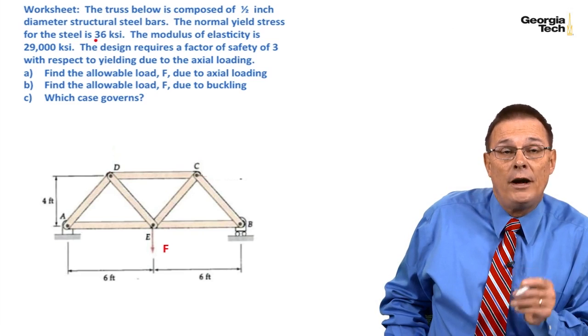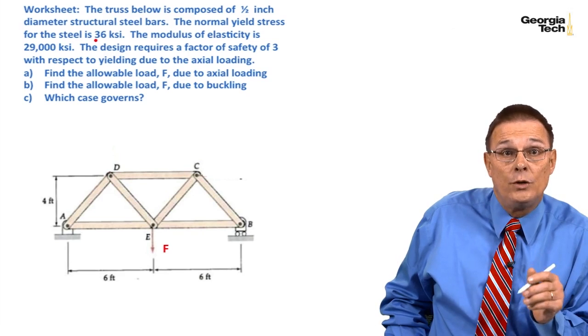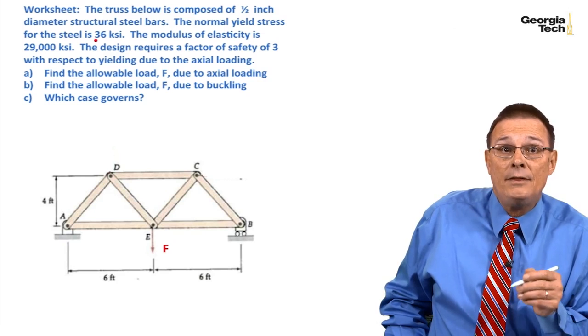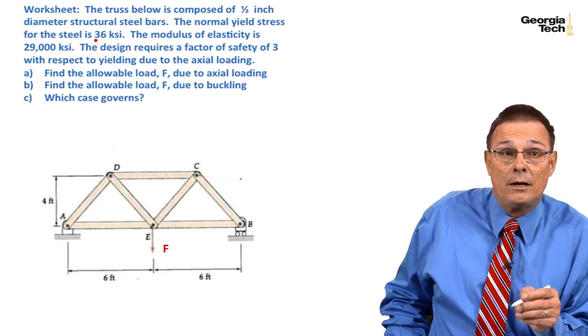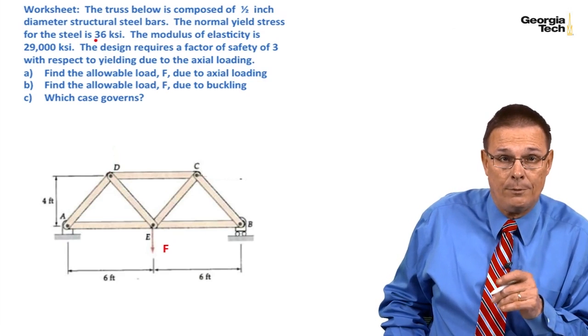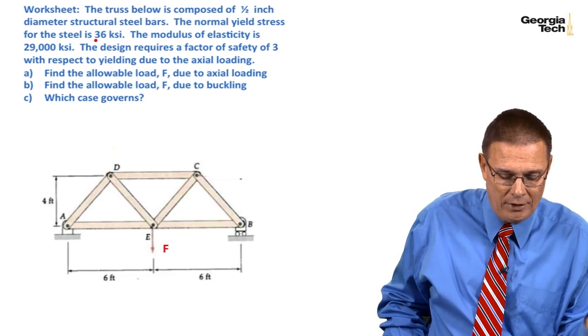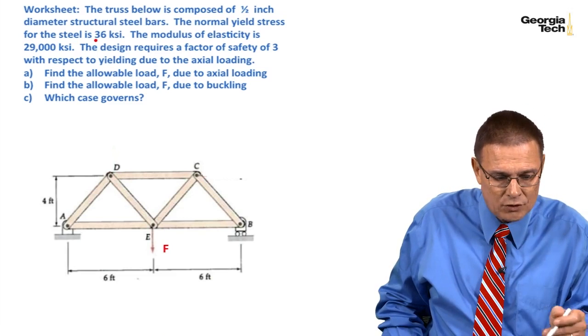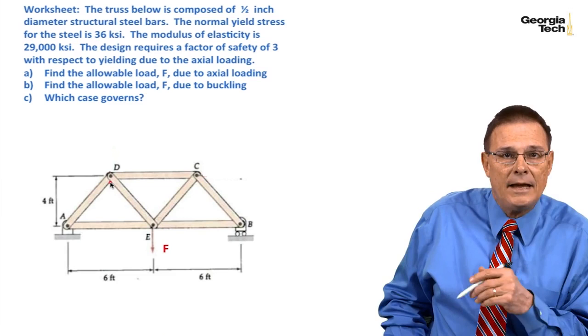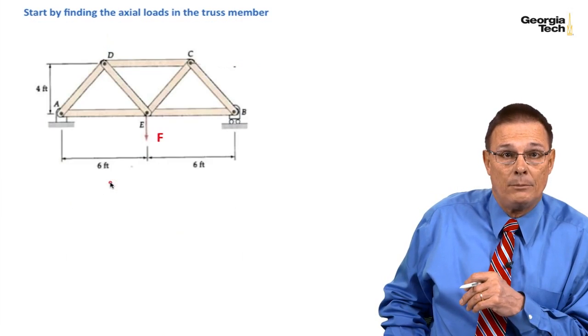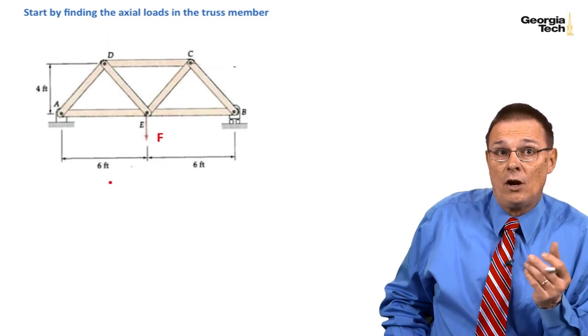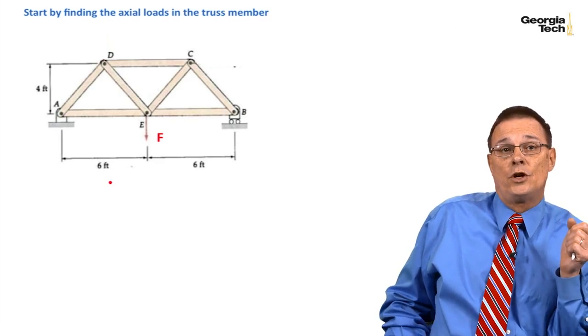And we want to find first the allowable load due to axial loading, and then to find the allowable load due to buckling, and then see which case will govern. And since we're going to consider this a perfect truss, we're going to say that we have pin-to-pin end conditions for our members. And so we want to start by solving the axial loads in the truss members.